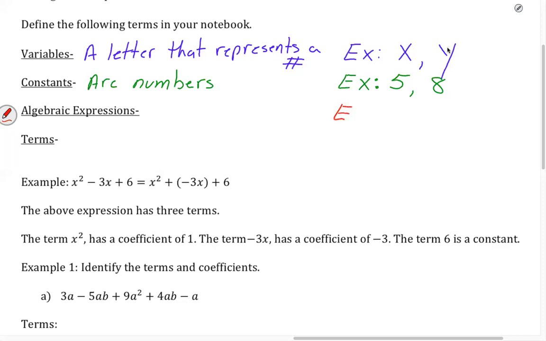So an example would be like 2x plus 5. Notice no equal sign. The x part is your variable and the 5 is your constant. Here, y minus 8. The y is your variable, the minus 8 is your constant. So an algebraic expression is an equation with no equal sign.